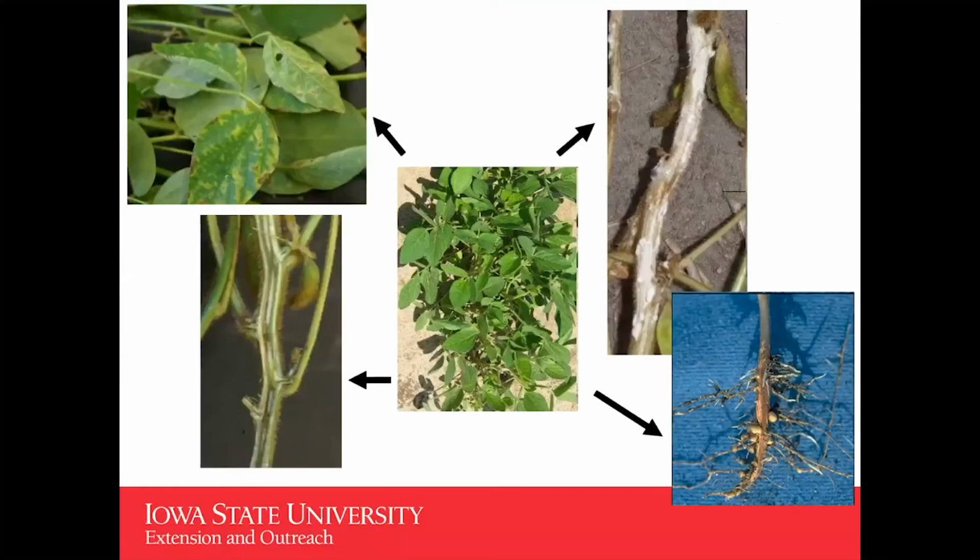I've just got some images here showing you upper canopy on the top left, inside the stems, outside the stems, and the roots. Just examine as much as you can if you're seeing something strange out there.